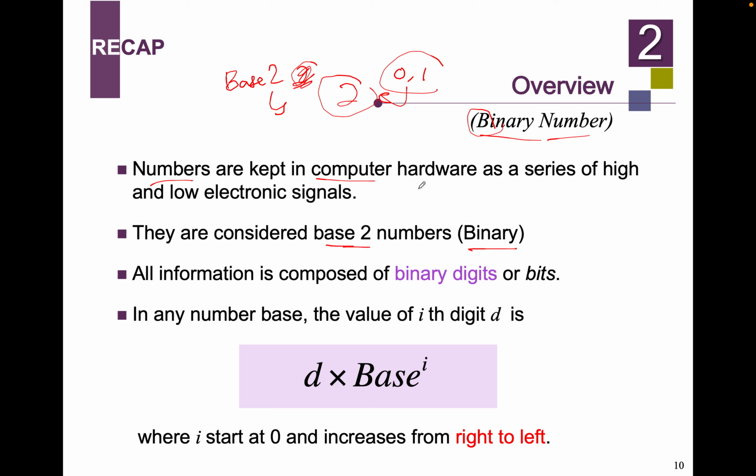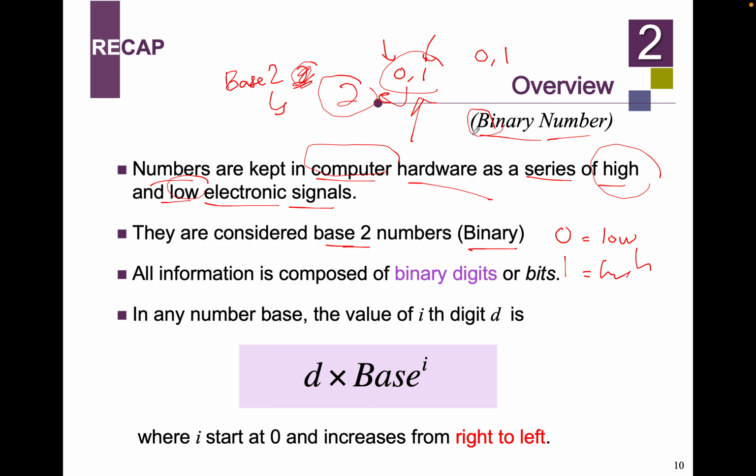Numbers are kept in computer hardware as a series of high and low electronic signals. You still remember high and low: 0 for low, 1 for high. So your computer only understands 0 and 1 values. They are considered base 2, which is numbers in binary. All information is composed of binary digits or bits. In any base number, the value of I is here, and the digit is D.